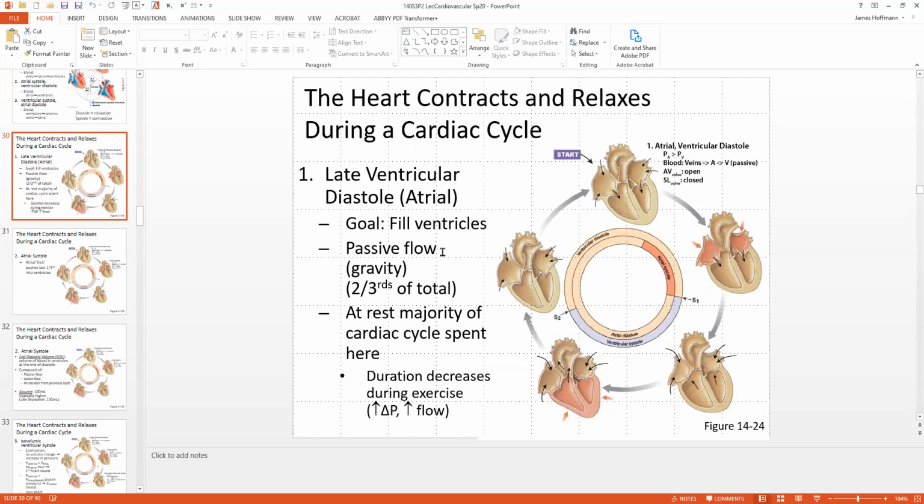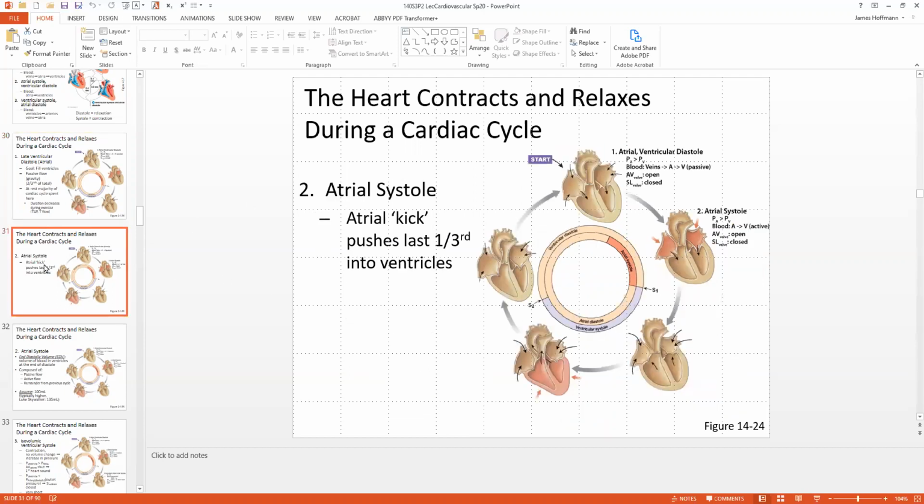So once we get past this phase, we go to the second phase, which is atrial systole. Now, atrial systole is just exactly what it says, atria, right? Systole means contraction. So it's when the atria contract. And so what happens is the atria contract and push that last 1/3 of the blood, 25, 30 mils at the most, probably maybe even 15 or 20 mils only, into the ventricle.